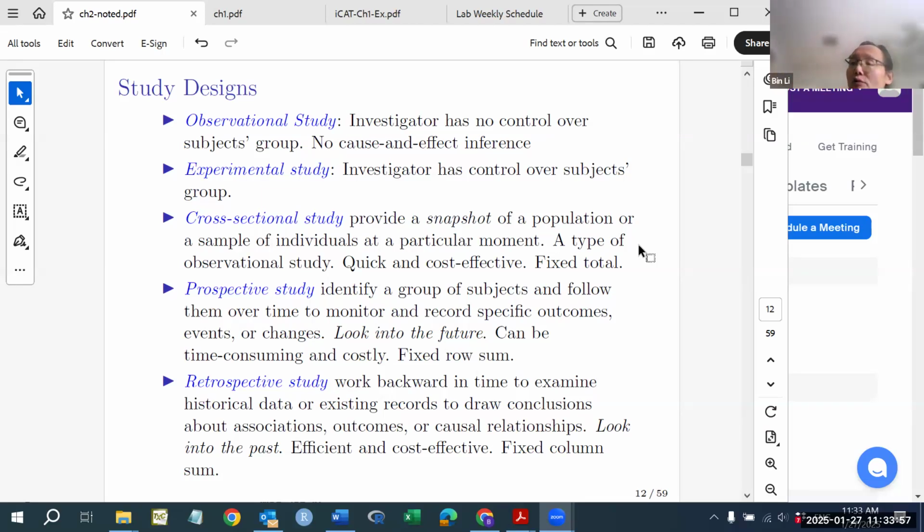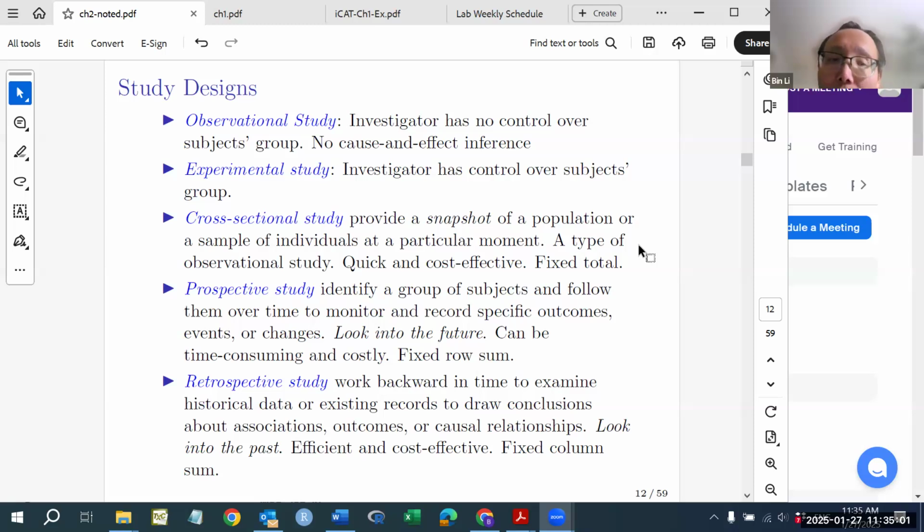So the conclusion from an observational study analysis doesn't give you cause and effect inference, but it only tells you the association. And you may ask why? Because there are so many confounders that you didn't control, right? So if you want cause and effect inference or conclusions, then you should think about using an experimental study. In that way, the investigator has control over the subject group. For a well-designed experimental study, the researcher can make cause and effect conclusions.